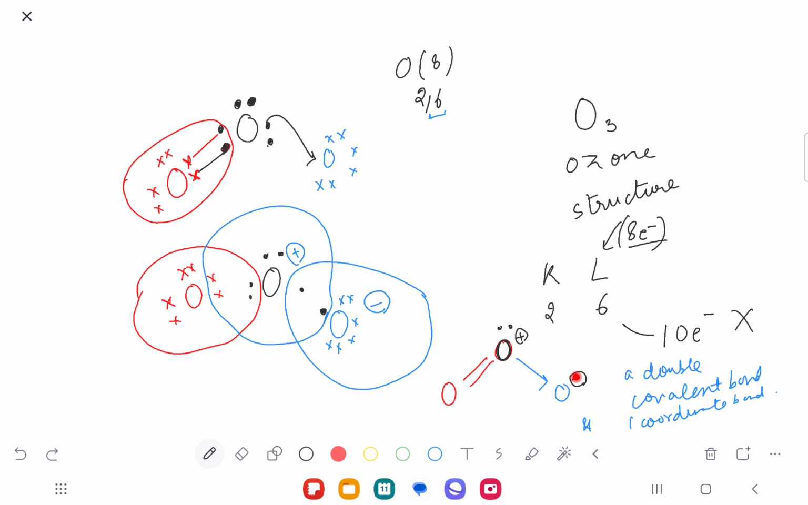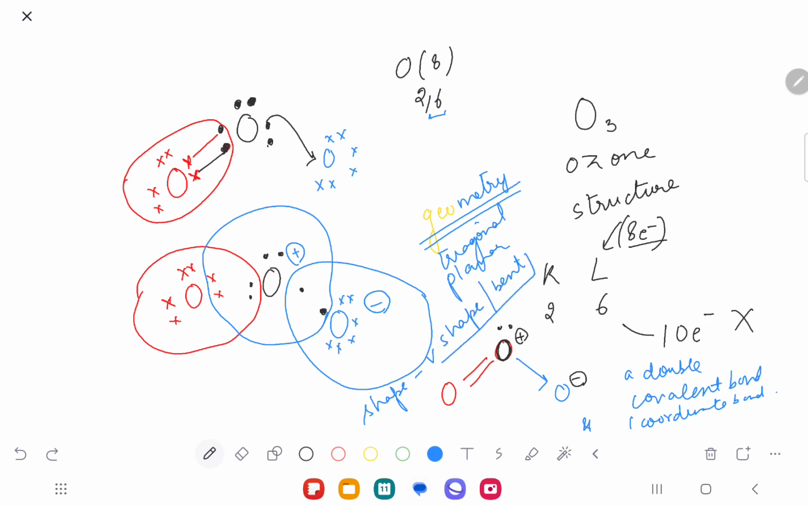Now have a look at the shape of this molecule. How does it exactly look? Tell me. Bent. So the geometry should have been what? The geometry should have been trigonal planar, but the shape is actually bent or V shape. Do you understand my point? That is the concept.